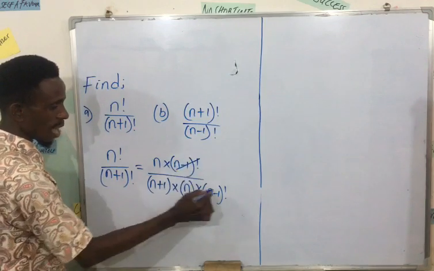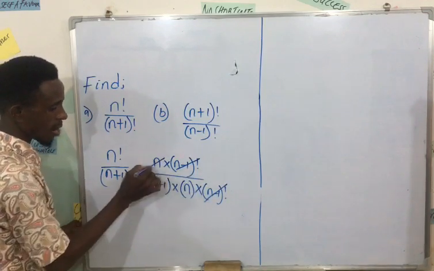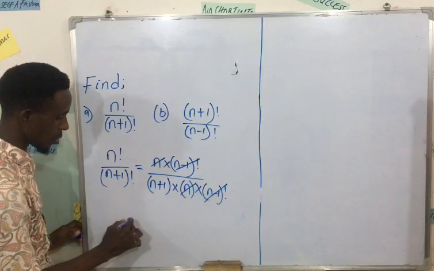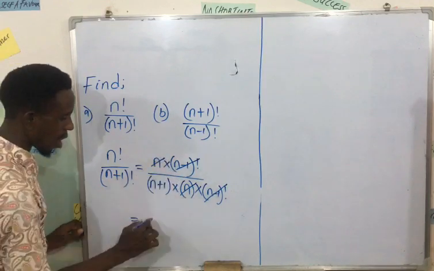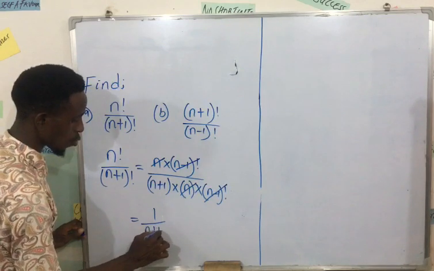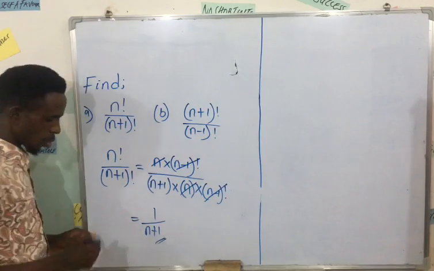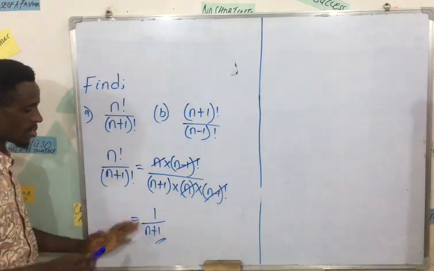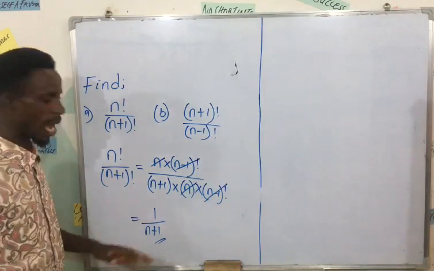So this and this can cancel out. The n here and this can cancel out. And by the end of the day, I will have 1 over n plus 1. So you see, it is very simple to get this. Just follow the factorial method and you will get this.